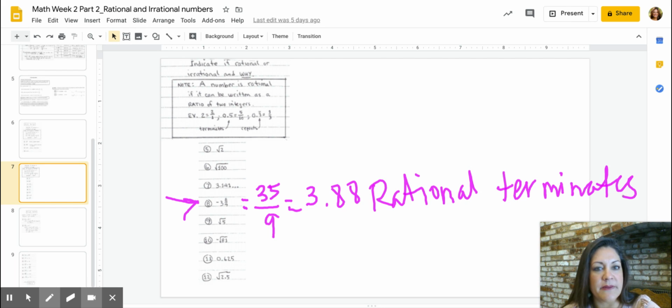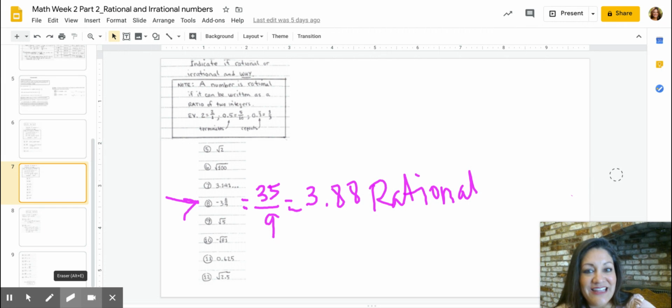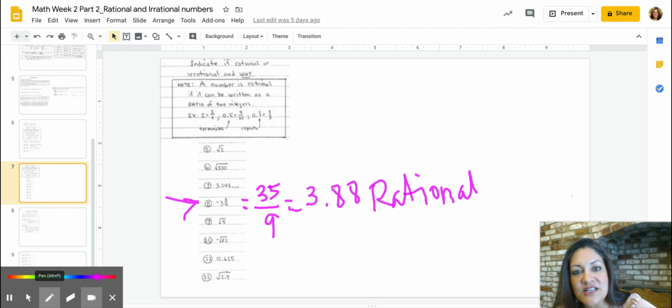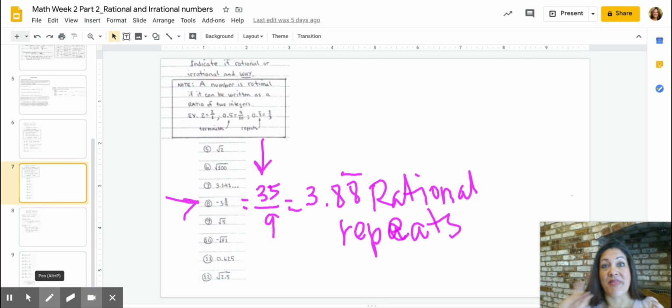And actually, wait. I made a mistake there. Does not terminate. Look at my cheat sheet. This ends up being actually 3.88 repeated. So rational, we can make it as a ratio, and it is a repeating decimal. Repeats. Sorry about that. So yes, this one is rational, but the reason is because the decimal repeats.